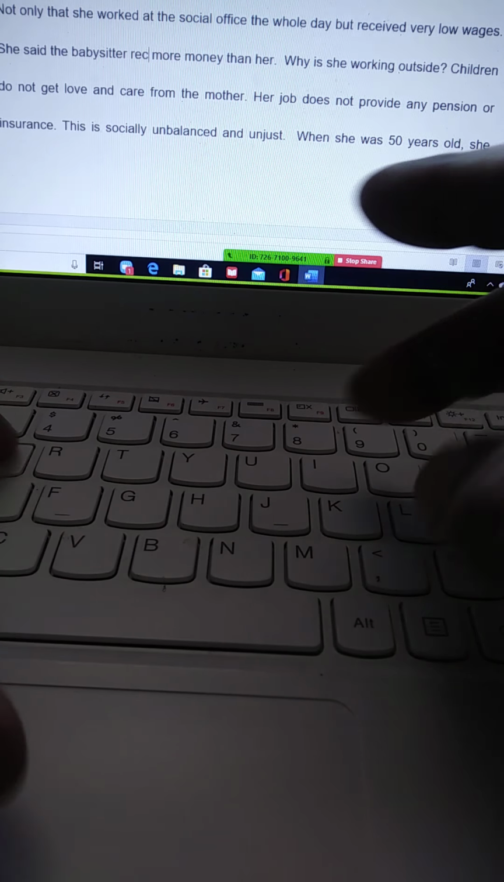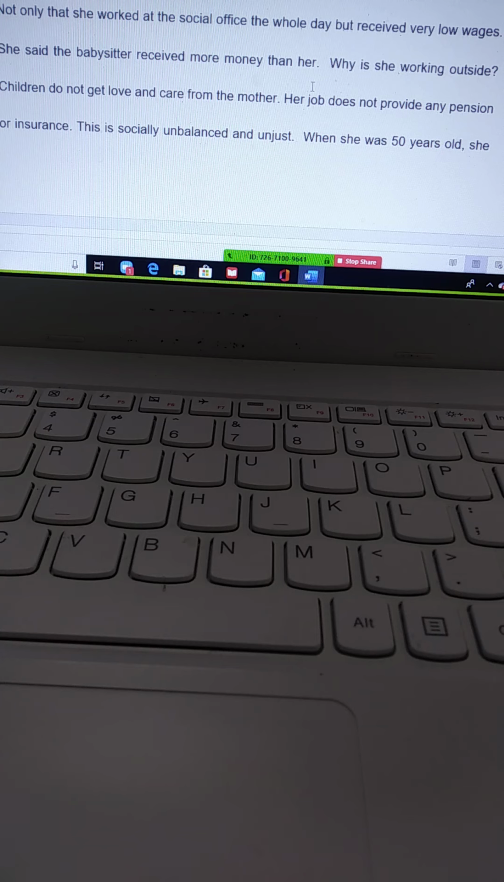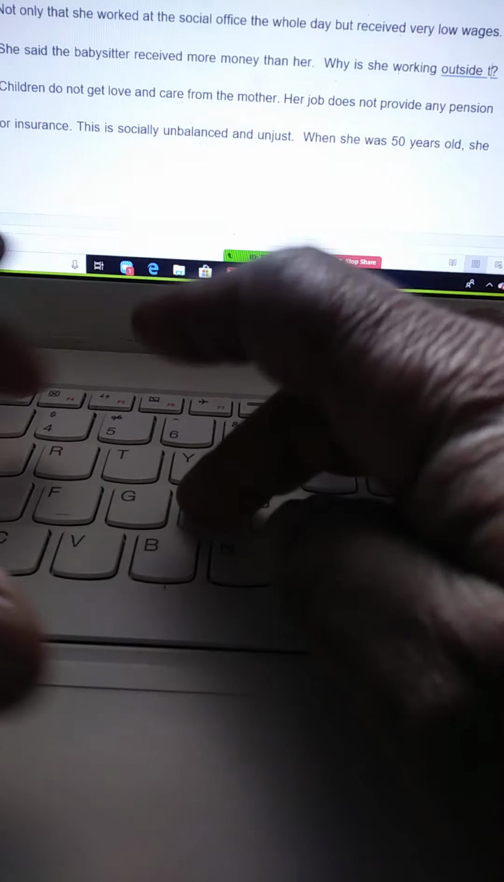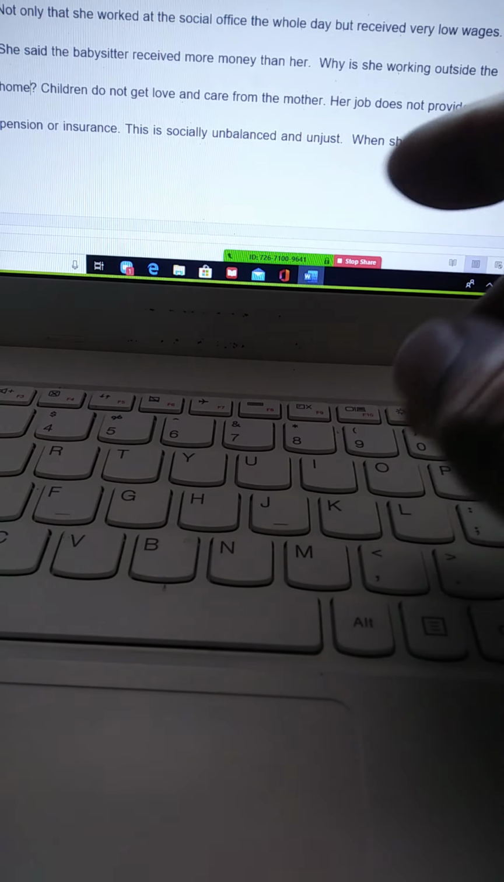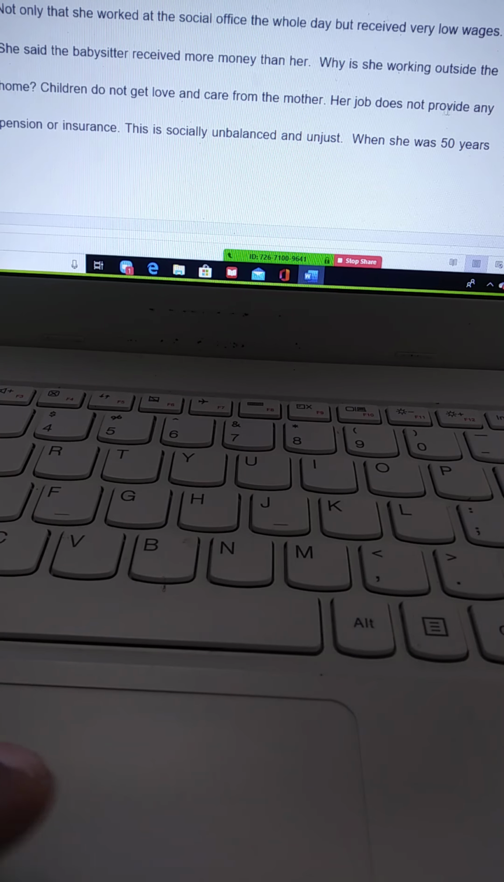So received more money than her. Why is she working outside? Children do not. Why is she working outside? It's a little too short. The home. Right. And then the children do not get love and care from the mother. Her job does not provide any pension or insurance. This is socially unbalanced and unjust.